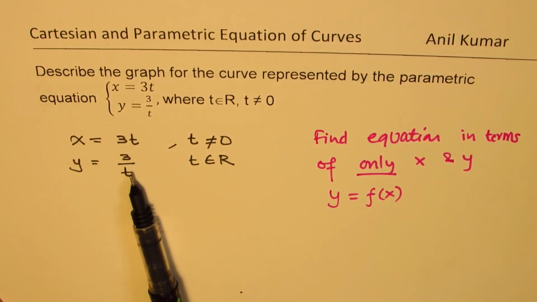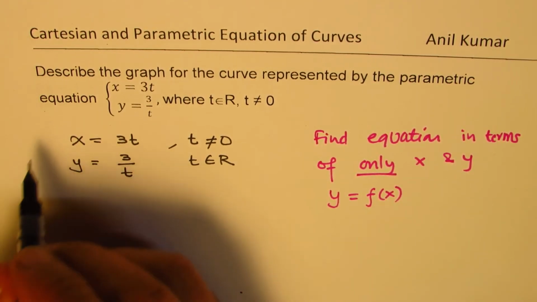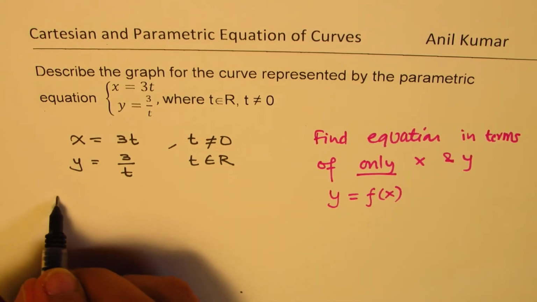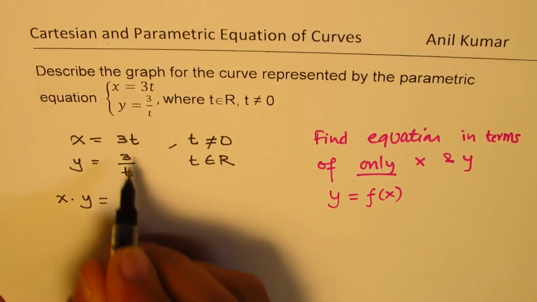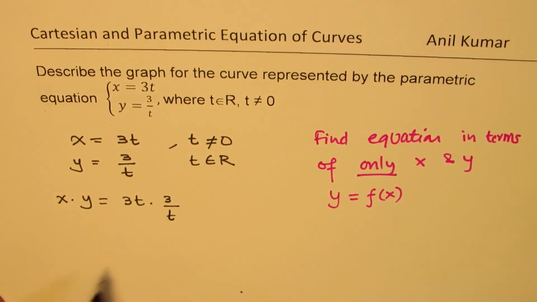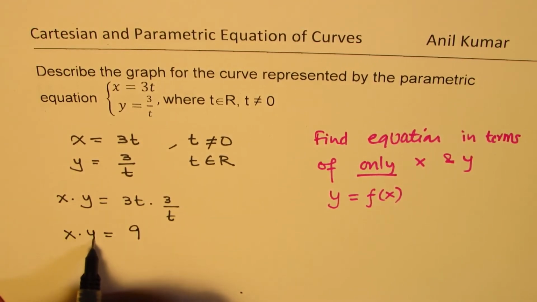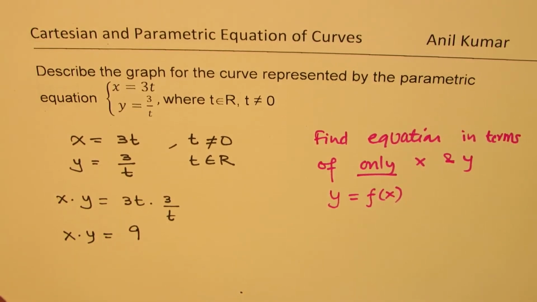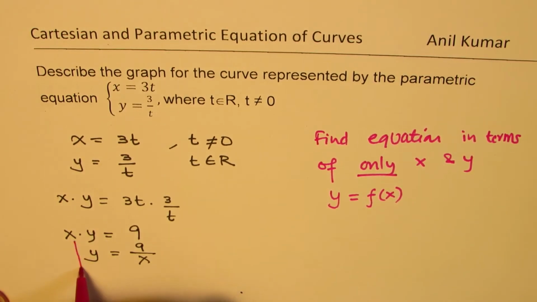And from this given scenario, it becomes obvious that we could multiply them, right? So if I do x times y, we get 3t times 3 over t, correct? Now t and t cancel, so we get just the number 9 as x times y. So the product of x and y is equal to 9, correct? And from here we can get our relation y equals 9 over x. Now that represents a reciprocal function, correct?